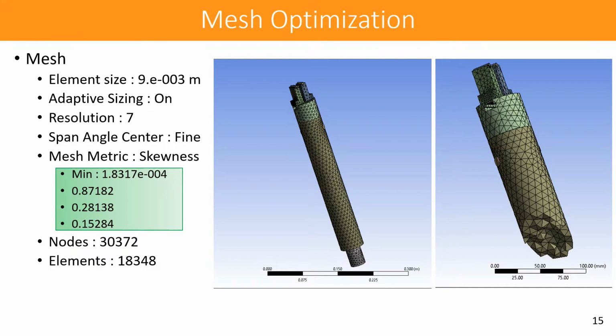And as you can see, our skewness is below. With this skewness, it does appear that we have a good quality mesh as our values are close to 0. However, the 0.87 is the only value that could give us issues within the mesh itself. With this, our nodes are about 30,000 and our elements are around 18,000.